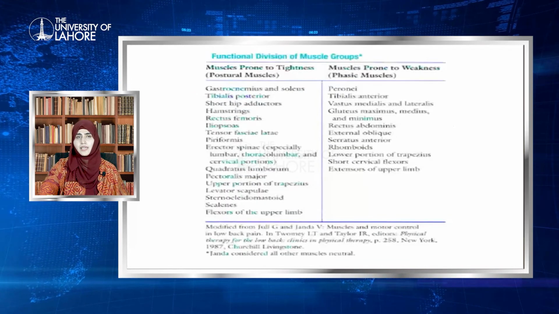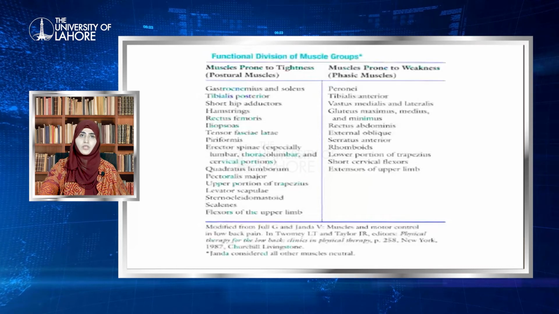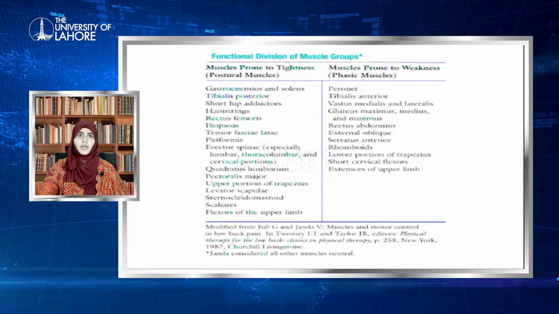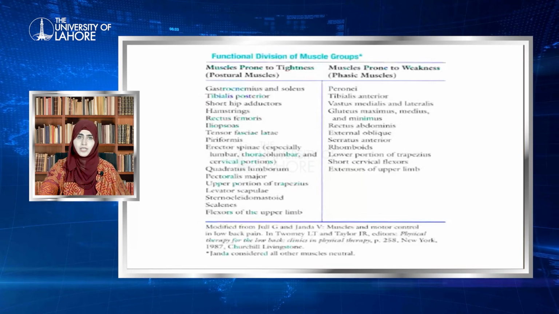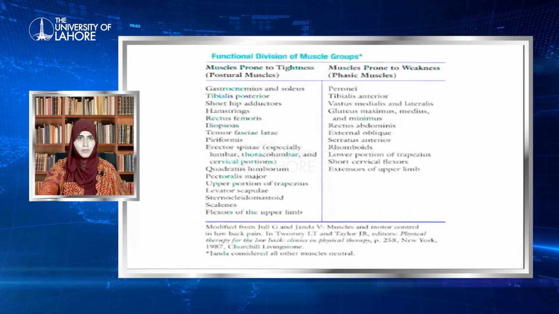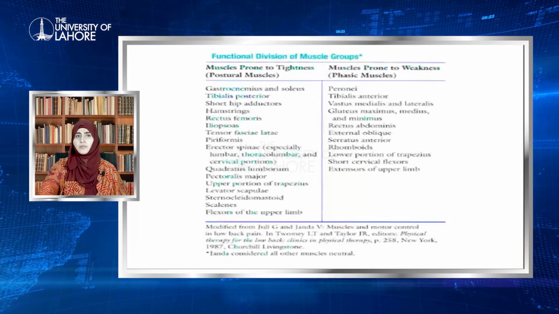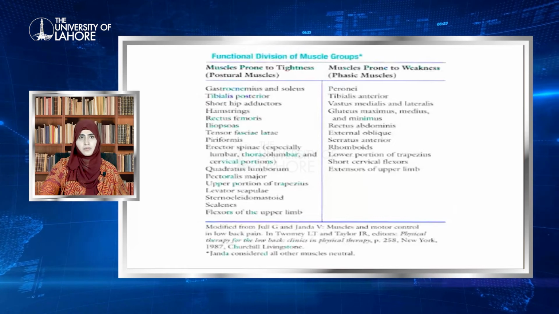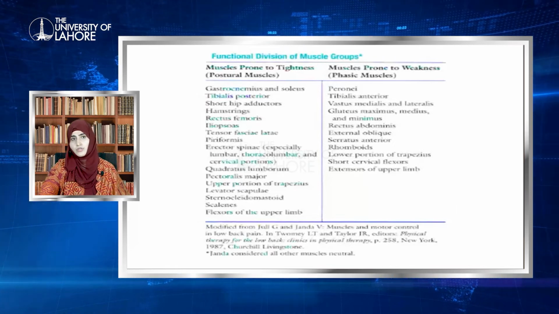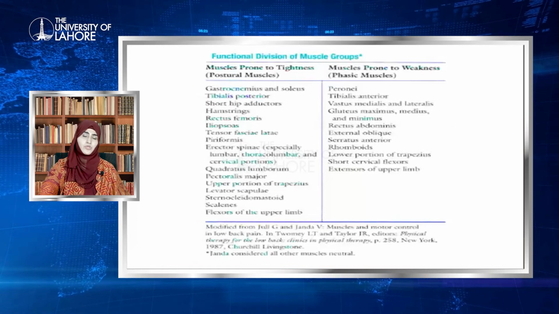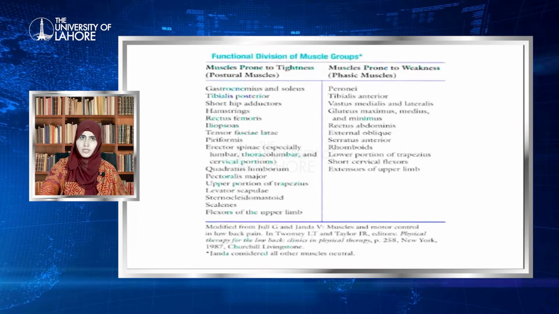Here we can say that all the muscles that are responsible for the upright posture are prone to get tightened, and they are hypertonic, so they become shortened. And the muscles on the opposite side of these muscles, that work in contrast to them, are called phasic muscles, and they are prone to become weak and lengthened.